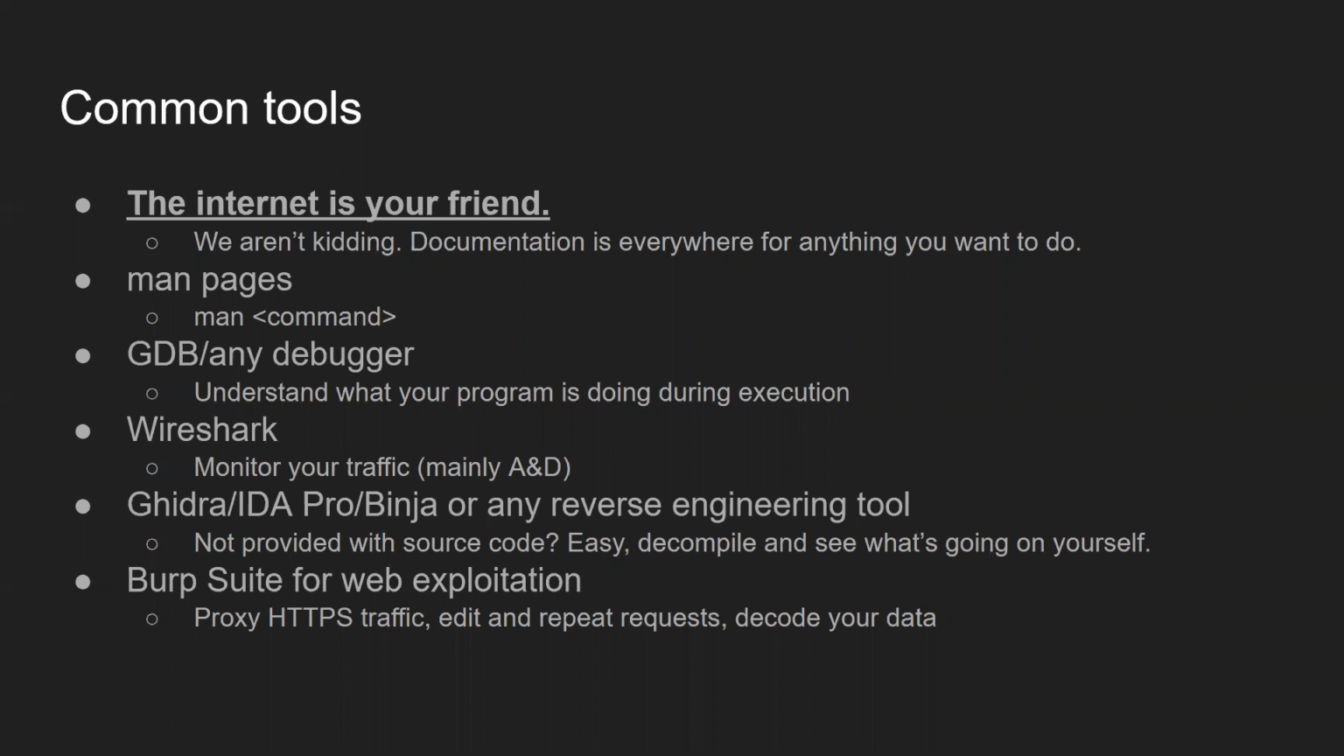We also have our reverse engineering tools, right? We have Ghidra, IDA Pro, or Binary Ninja. If you're not provided with the source code, just throw the binary in there and it'll decompile it and give you a good picture of what's going on. We also have Burp Suite for web exploitation. You can proxy HTTPS traffic, edit and repeat requests, encode data and whatnot.